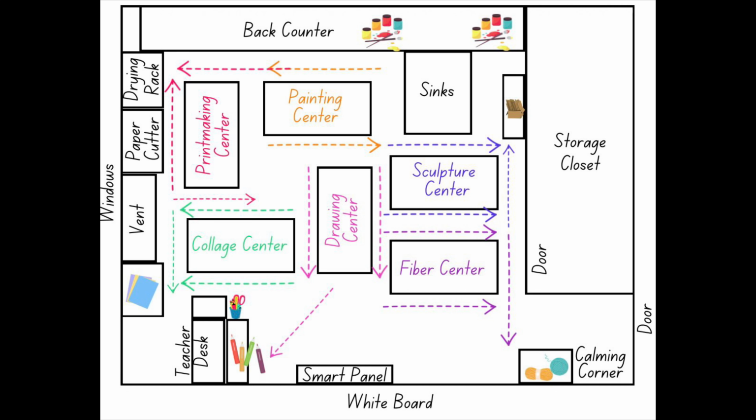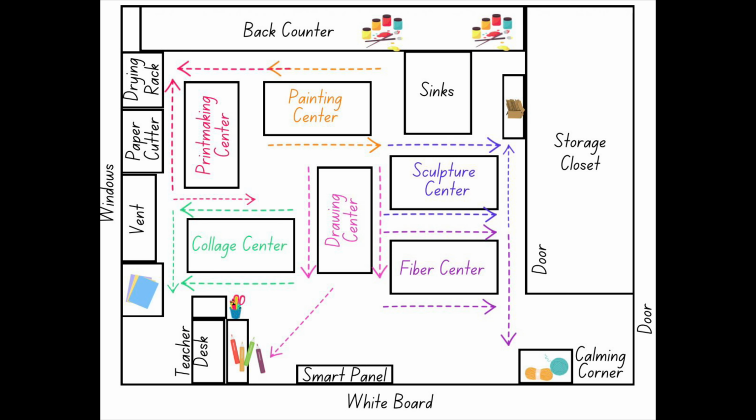Here you can see a layout of what I am proposing for my classroom this fall. So instead of having my tables set up in colors, I would instead have them be related to specific centers. So I have a fiber center, sculpture center, drawing center, painting center, printmaking center, and collage center at the moment.